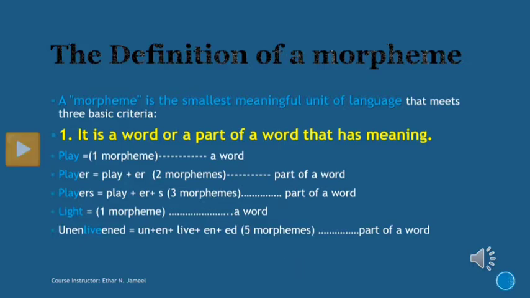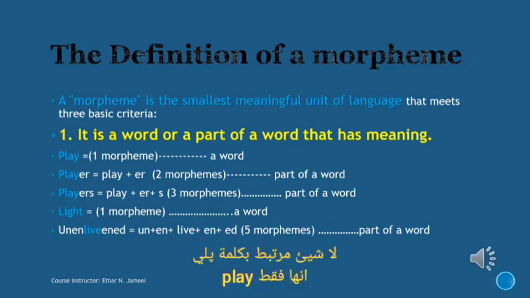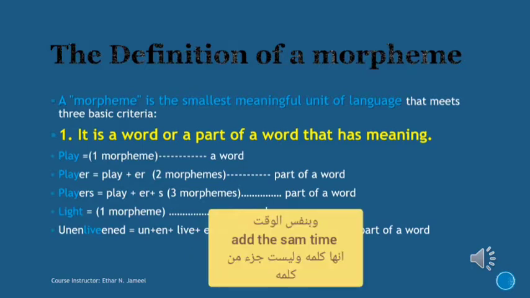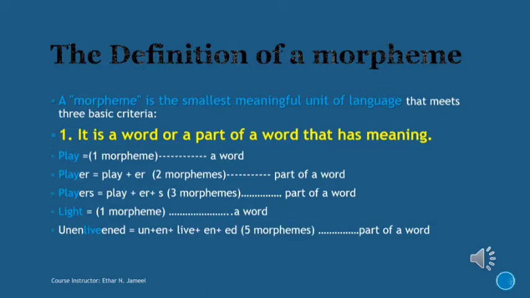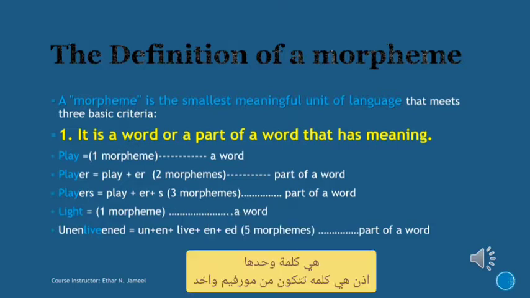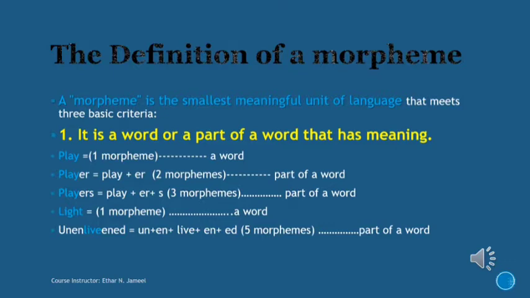The word play. Play is a word that consists of only one morpheme. Nothing attached to play, just play. So it consists of one morpheme, and at the same time it is a word, not a part of a word. It is a word by itself. So it consists of only one morpheme and it is a word by itself.